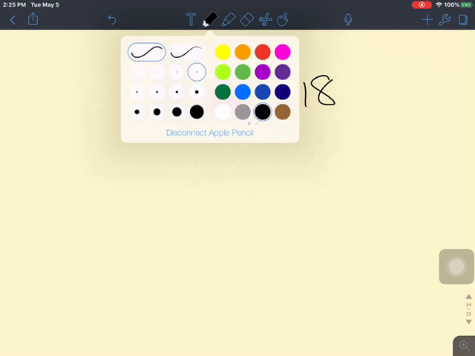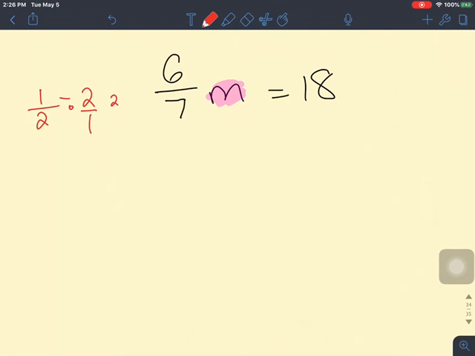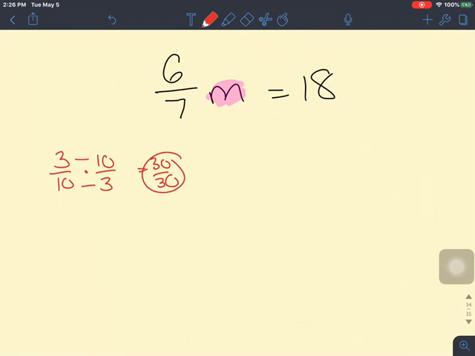If you take any fraction and multiply it by its reciprocal, 2/1 is the reciprocal of 1/2, you always get 1, right? 1 times 2 is 2, 2 times 1 is 2, 2/2 is 1. I'll show you with another fraction. Let's go 3/10. We'll multiply it by its reciprocal, which is 10/3. When you multiply numerator times numerator, denominator times denominator, you get 30/30, and any number over itself is 1.